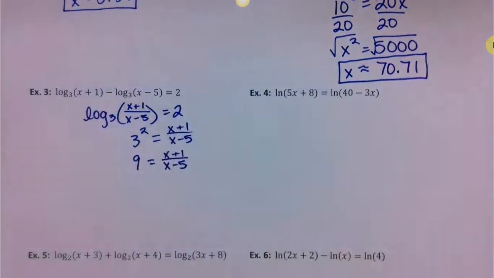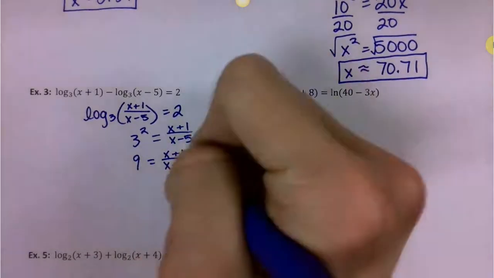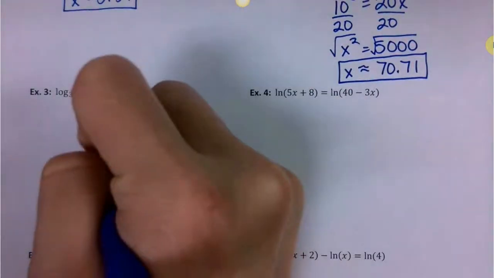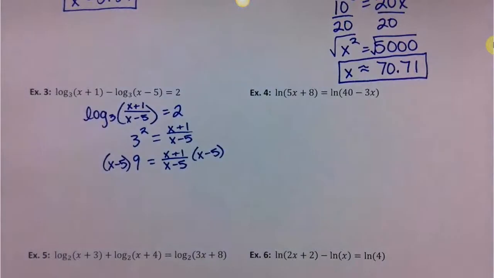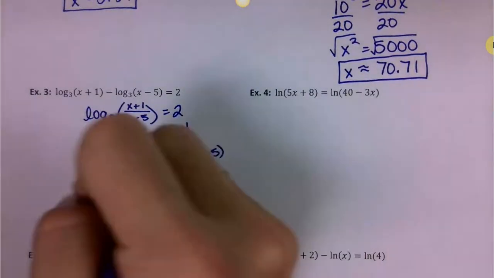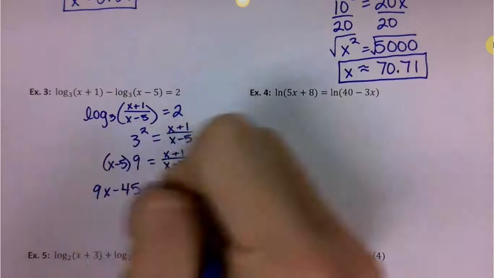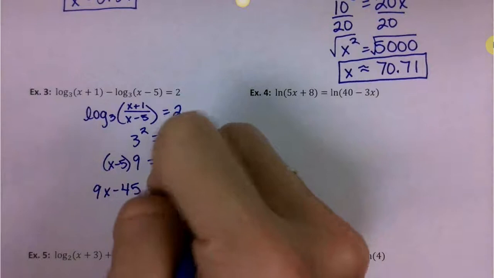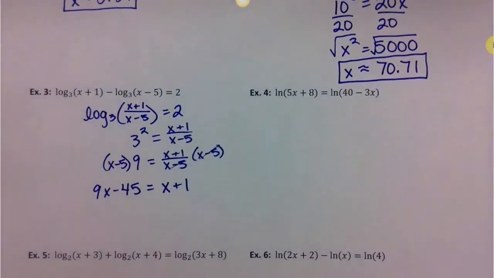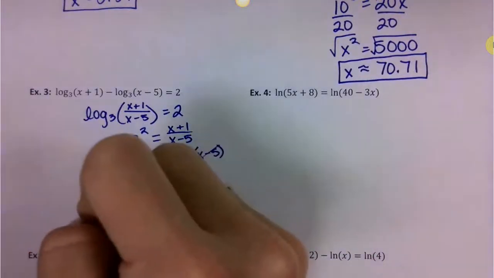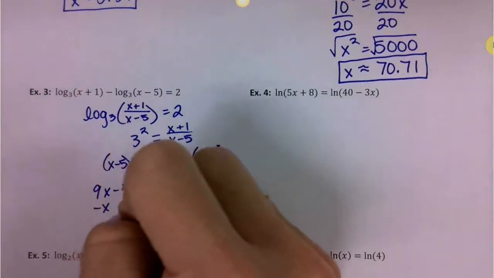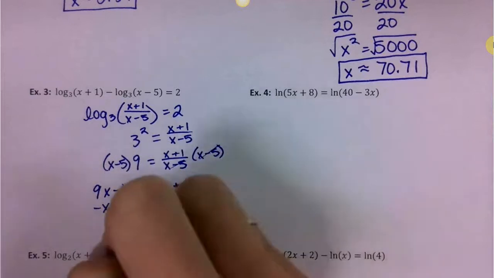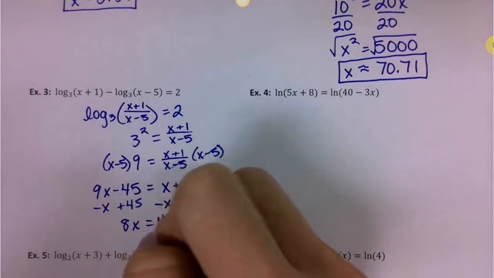And at this point, we're actually looking at a rational equation to solve. So we need to get rid of this denominator by multiplying both sides by that denominator. So on the left side, we need to distribute the 9 to get 9x minus 45. And on the right side, those x minus 5s will cancel, leaving us with just the x plus 1. And now we're looking at just a basic linear equation to solve. We want to subtract x from both sides, and then add 45 to both sides. So we're looking at 8x equals 46.